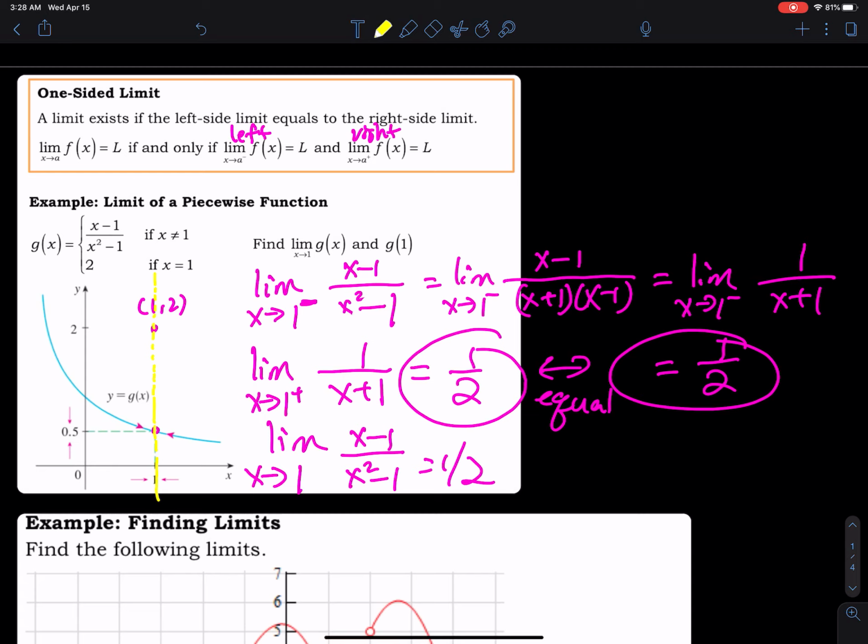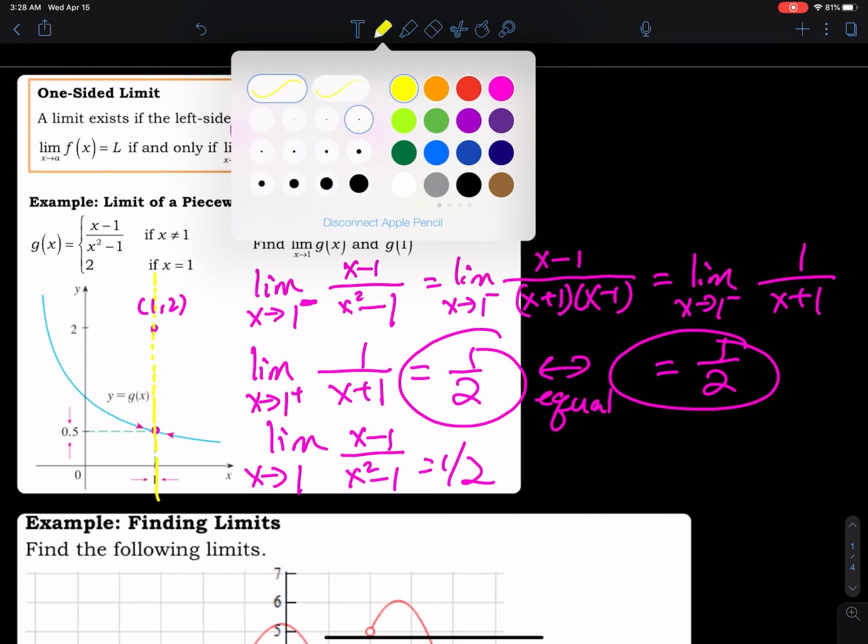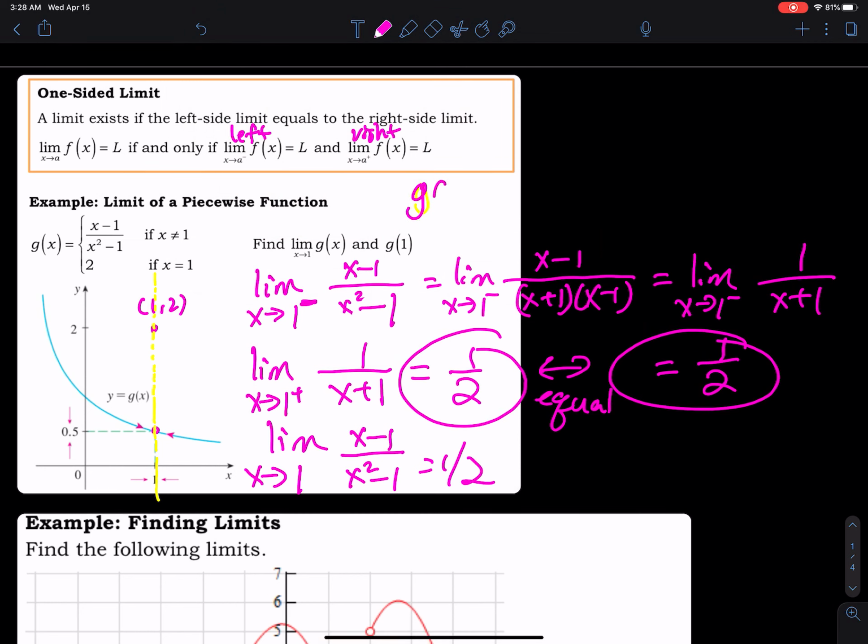And then what about g of 1? G of 1, so we just change back the color. G of 1, when x is equal to 1, you get a 2. So (1, 2) is a solid point. That is how we do the one-sided limit. Again, the limit exists if and only if the left limit and the right limit are equal. If this is 1/2 and this is 1/4, then overall the limit doesn't exist.